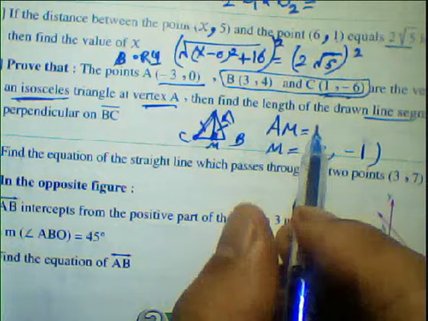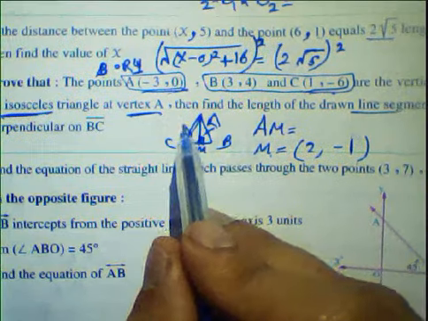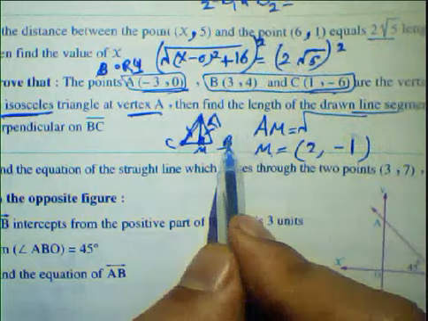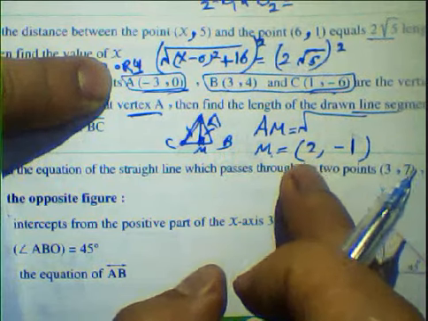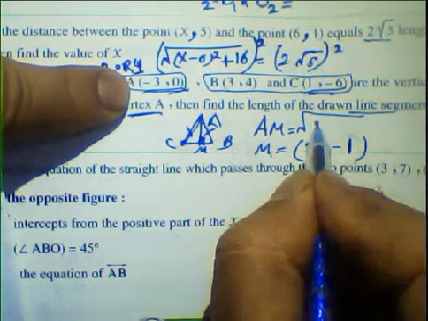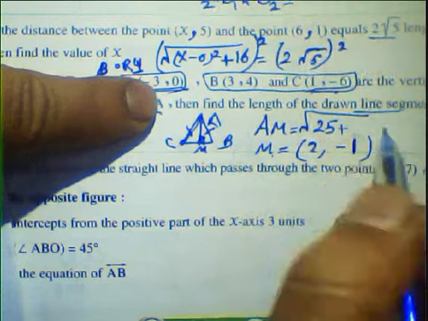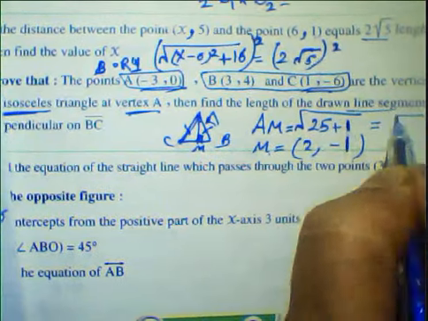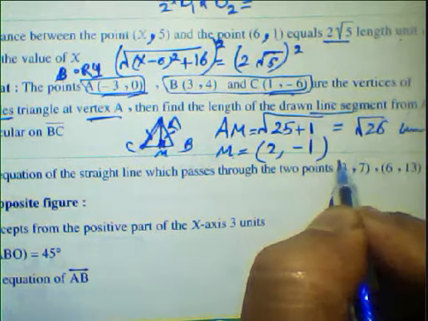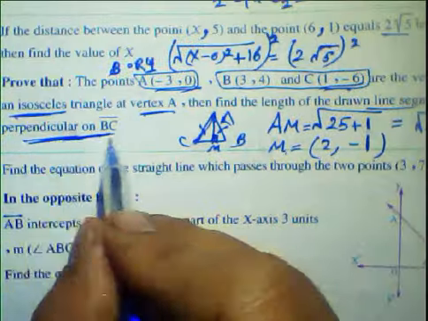And then we can find the length of A and M. You want to find the length of A and M. Okay, we can find the square root of AM. Pay attention with me here. 2 minus 3... 2 plus 3 equals 5. 5 squared equals 25. Plus negative 1 minus 0 equals negative 1. Negative 1 squared equals 1. So AM equals the square root of 26 units, the length of the line segment from A perpendicular to BC.